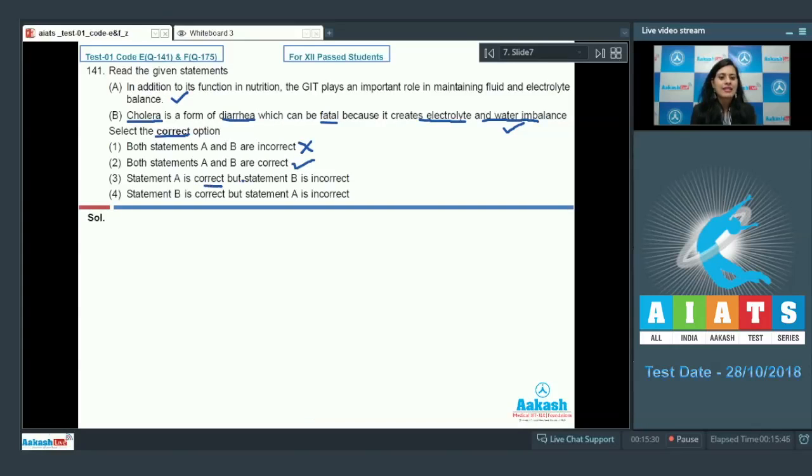Statement A is correct, but statement B is incorrect. This is an incorrect option. Statement B is correct, but statement A is incorrect, and this is also incorrect. So the correct answer for this question is option number 2. Both the statements are correct. Let's move on to the next question.